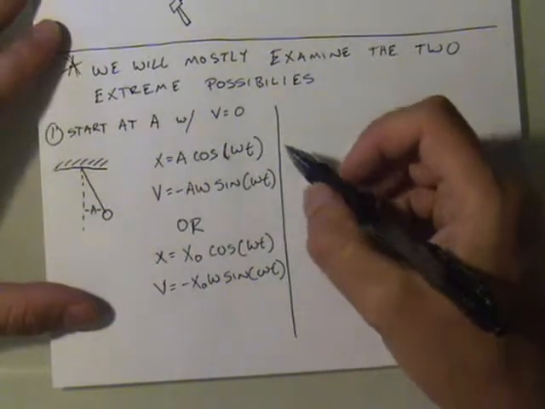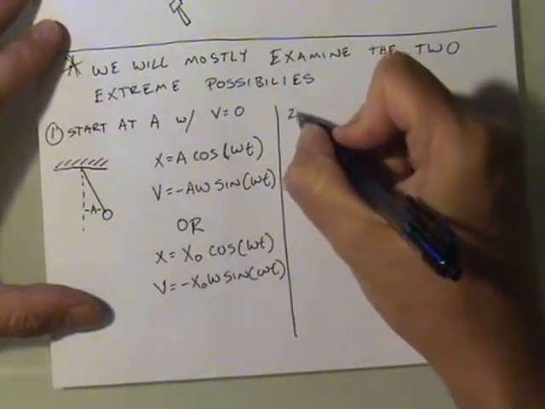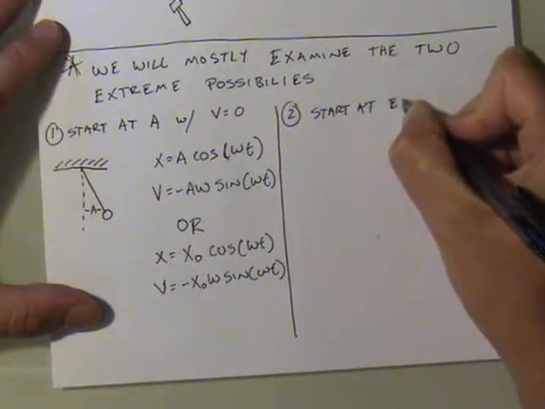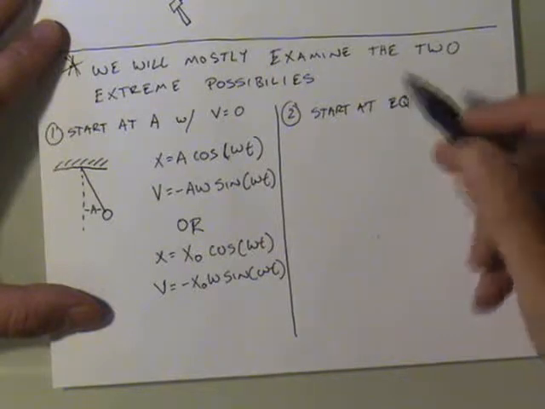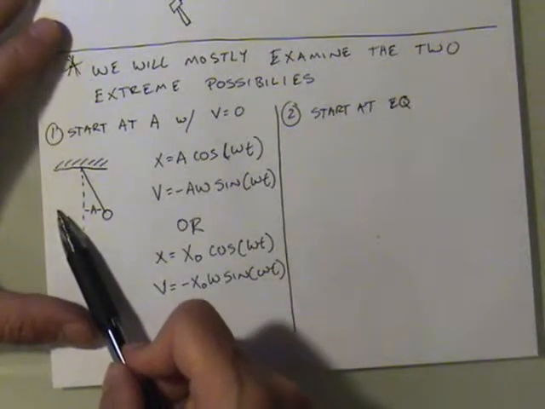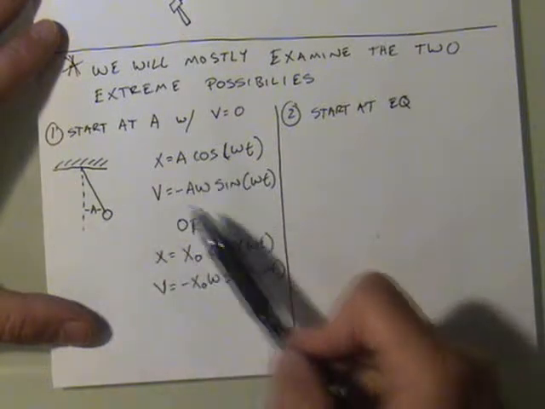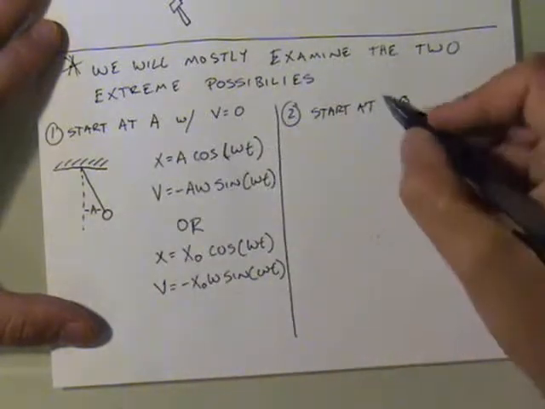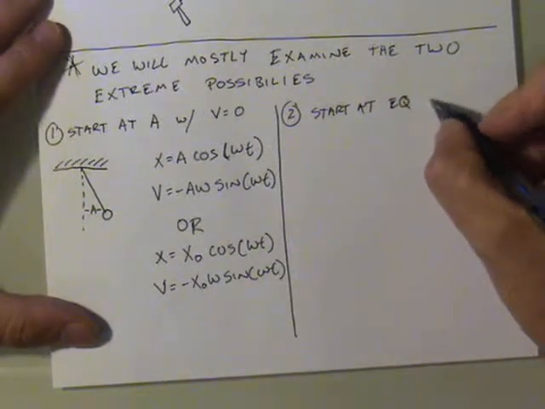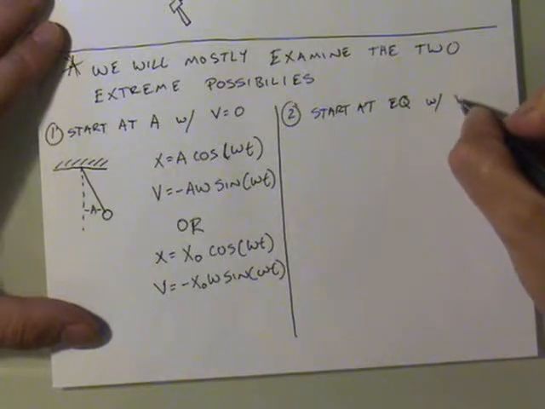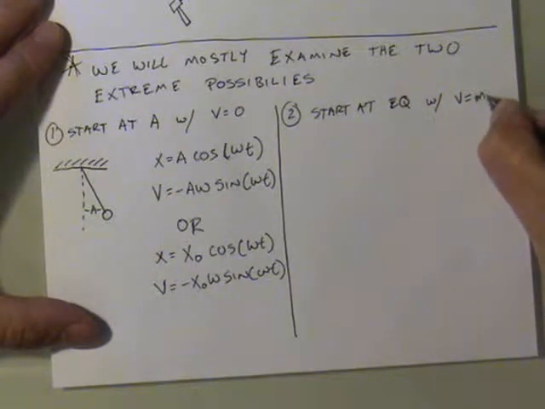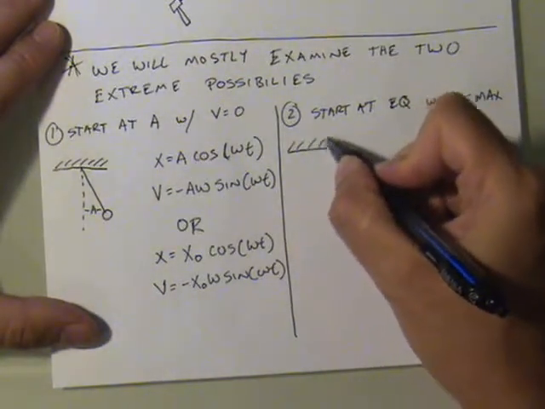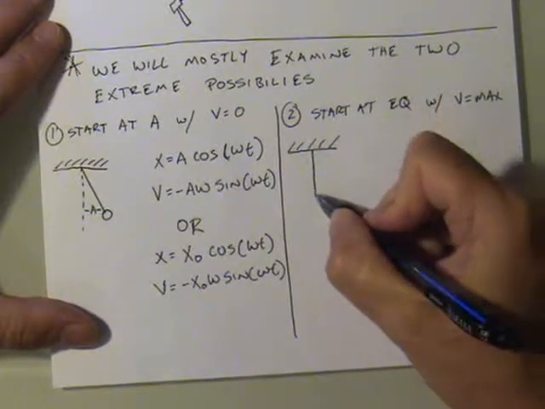Now, the other possibility would be this extreme situation, and that is that we start at equilibrium. When I say the other extreme possibility, I don't mean the other amplitude on the other side, because effectively that's exactly the same. These equations will describe the negative amplitude just as well as the positive side. The other extreme is to start this thing at equilibrium, and one thing you can be absolutely guaranteed is that, no matter how you start this thing, regardless of the starting position, you will always reach your maximum velocity when you reach equilibrium.